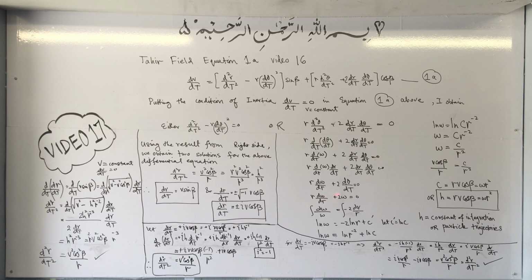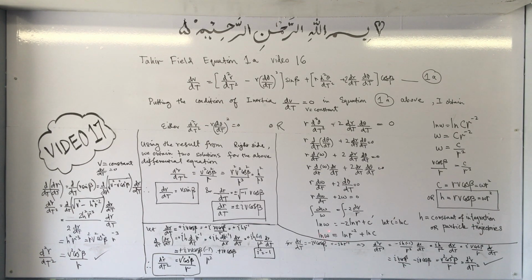r d omega over dr plus 2 omega is equal to 0, because d theta over dt is the same as omega. So separating the variables and then integrating, we obtain natural log of omega is equal to minus 2 ln r plus c prime. Now let c prime is equal to ln c. They are both constants of integration.